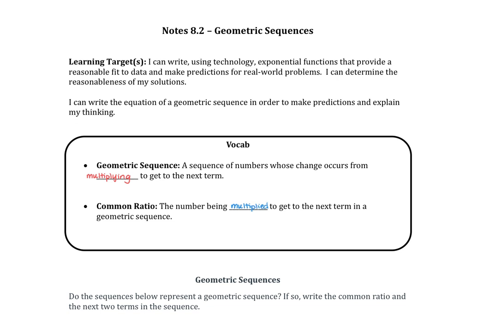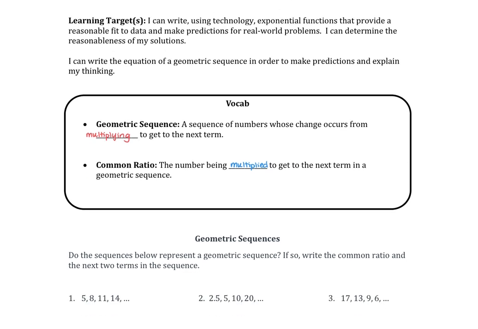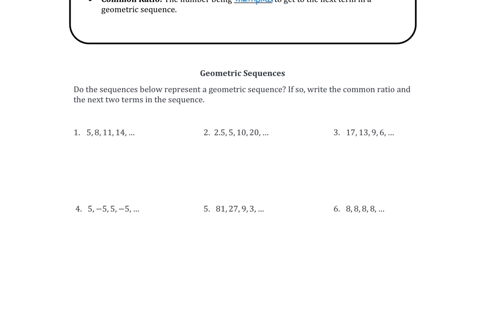All right, so first thing we're going to do is look at some sequences and determine if each is an example of a geometric sequence, and if it is, we're going to identify the common ratio and the next two terms in the sequence.